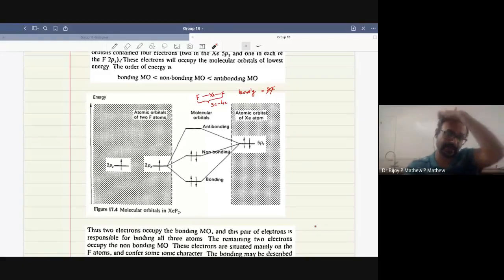We came across three molecular orbitals: one was bonding, one was non-bonding, and one was anti-bonding. This explained how a 3-center 4-electron bond was possible here. Two of the electrons are involved in the 2 sigma bonds that are formed between Xe and F, and the other 2 electrons are usually located on the fluorine atoms, giving it the ionic character.